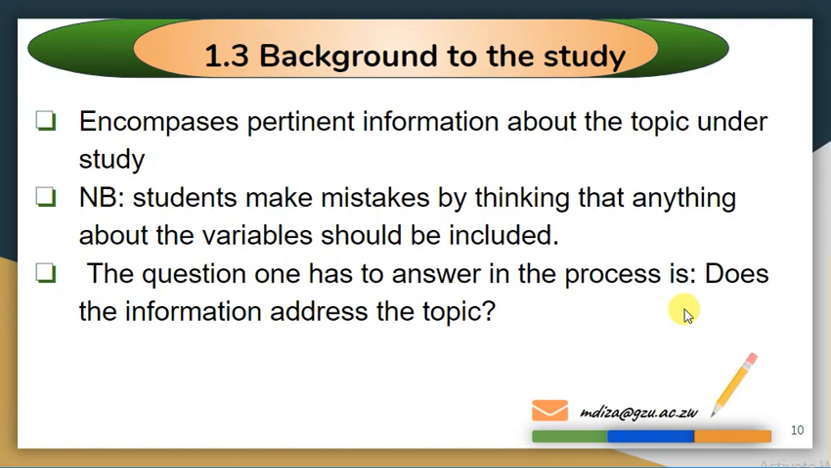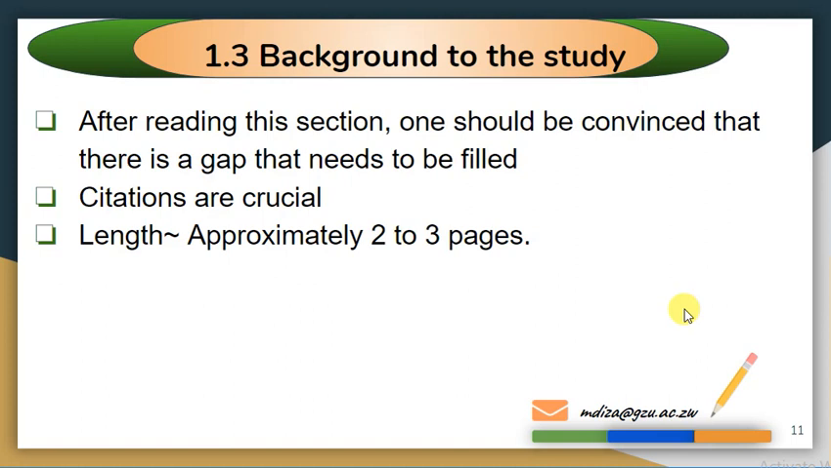If it's general information, please don't include general information. Pick information that is pertinent, that you feel to be worth as far as your variables are concerned. After reading this section, one should be convinced that there is a gap that needs to be filled. After reading the background to the study section, we should actually be contented that there is a problem. Citations are also crucial. In terms of length, the background to the study section should be about 2 to 3 pages.